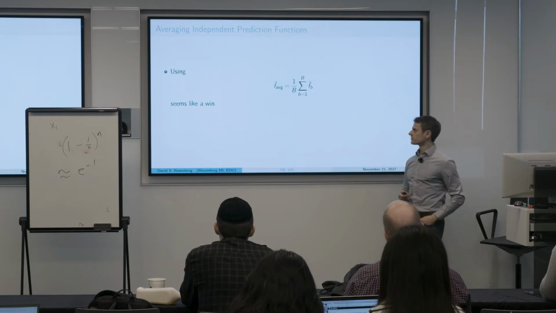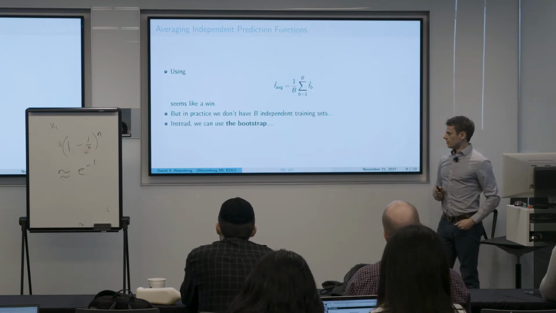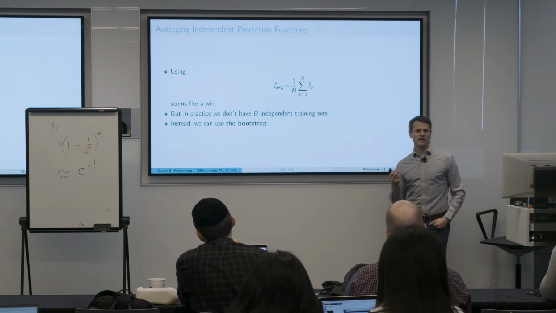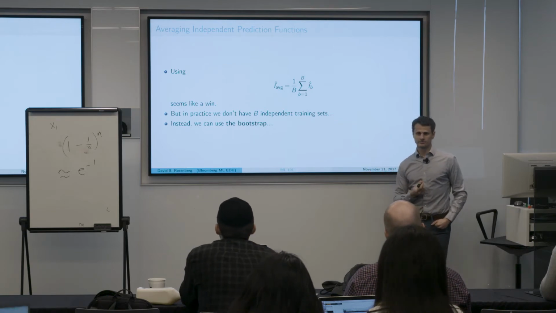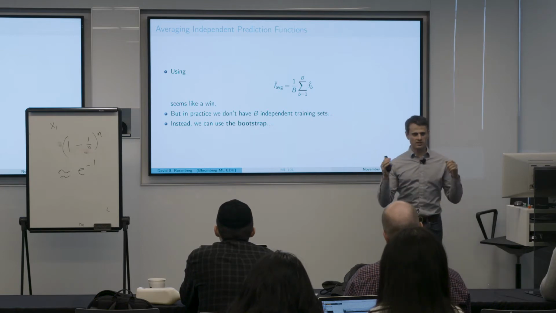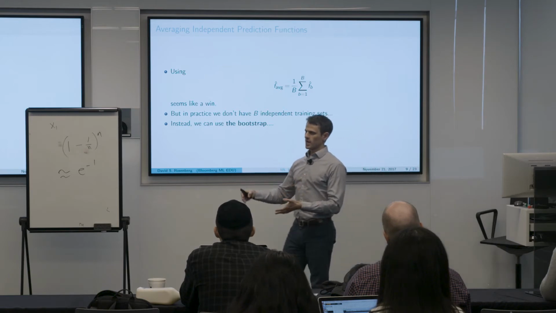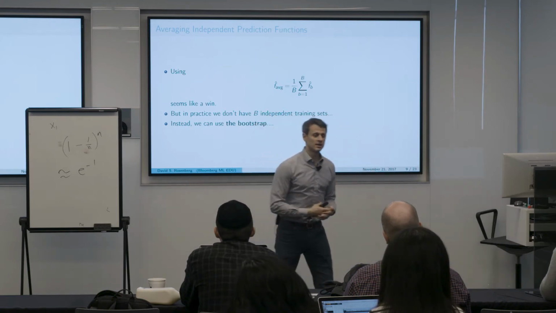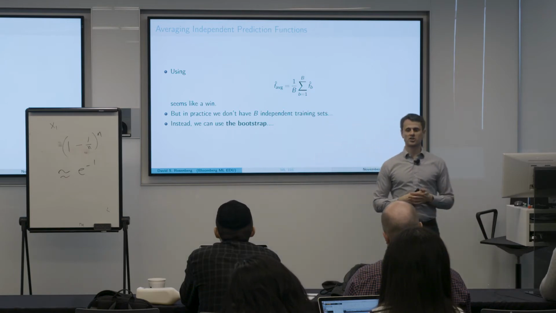All right, so the question is, of course, what can we do? We don't actually have independent training sets. Can we use bootstrap samples and have the same type of win? So we don't really have B independent samples, but we have B bootstrap samples, and we train a model on each of those, and then we average. Will we get the same type of reduction in variance?